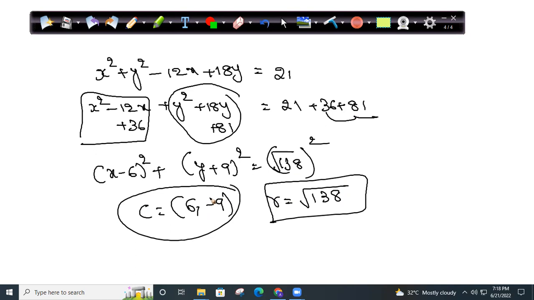Center is (6, -9) and radius is square root of 138. Simple, right? If anyone is finding it difficult, please ask me. I'll be happy to explain. Okay, I'll give you one more equation. You need to find the center and radius.